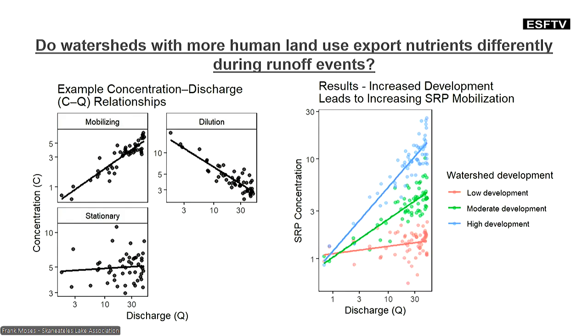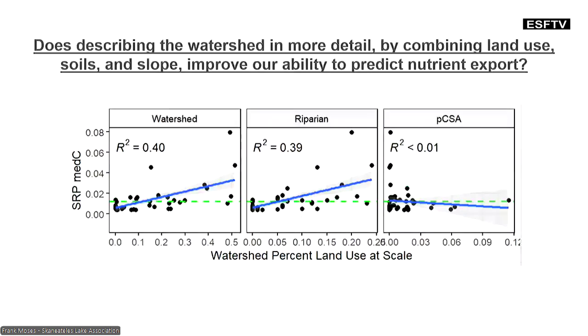So in contrast, for SRP, more developed watersheds generally showed mobilizing behavior, suggesting human land use promotes the release of immediately bioavailable phosphorus during runoff events.